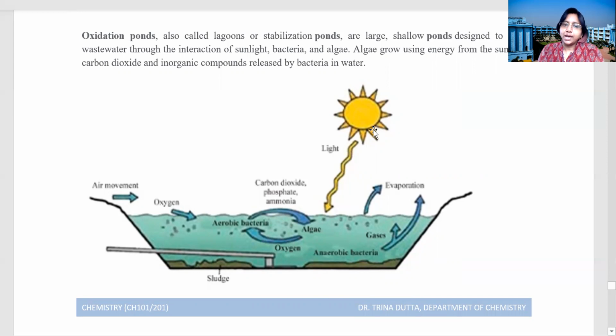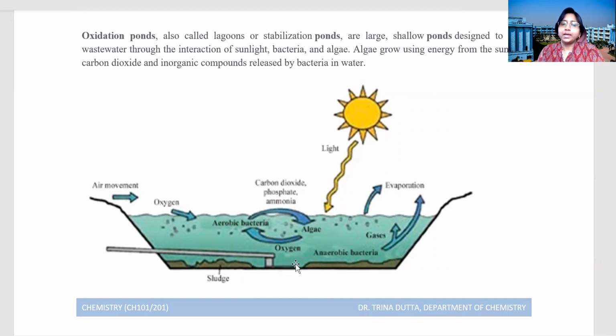That means there is sunlight, the water is here, so air will move, and in the upper layer there will be aerobic decomposition because it will get a sufficient amount of oxygen. But at the lower side, there may be anaerobic decomposition because the amount of oxygen is less. So this is a problem for this oxidation pond.